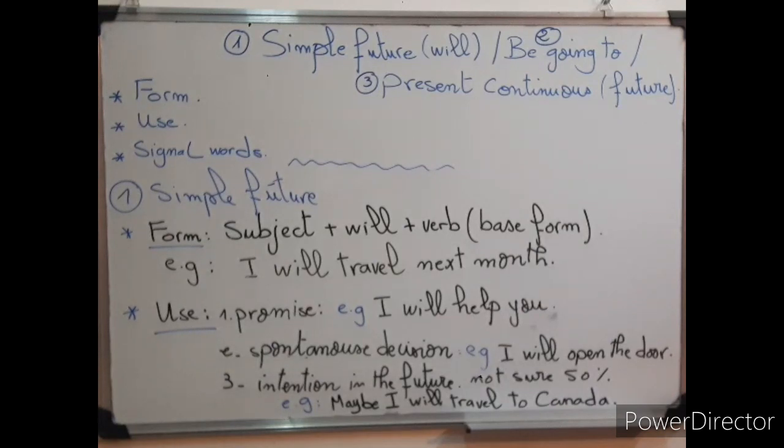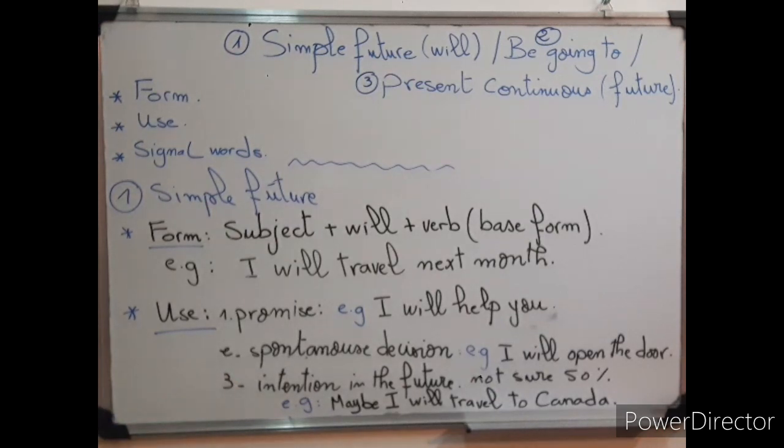Clear? Spontaneous decisions are the spontaneous decision, meaning a decision taken at the moment of speaking. A decision that we didn't think about before, we decide on the spot. Clear? For example, I'll open the door or I'll open the window. When we feel hot, directly it comes to my mind that I'm going to open the window or I'm going to open the door. So I didn't think about it before, but it's a spontaneous decision. Okay? A spontaneous decision that didn't take time to think about it.